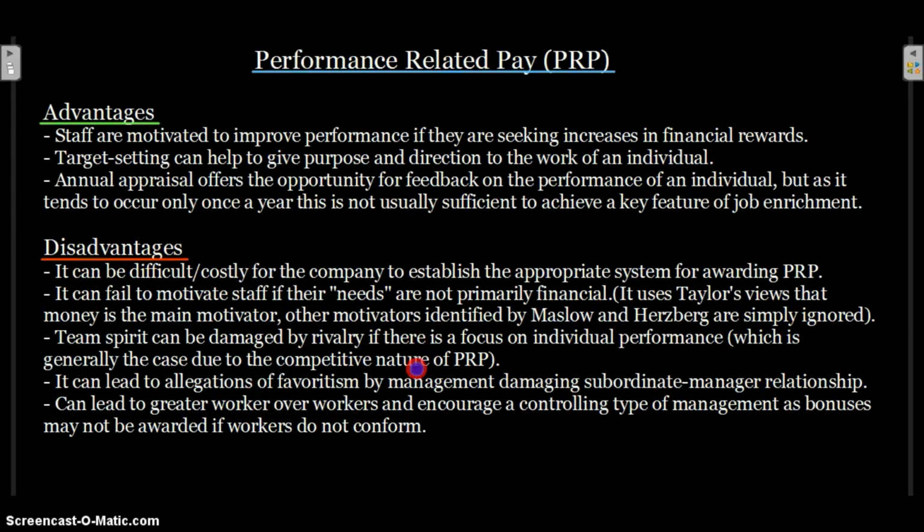It can lead to allegations of favoritism by management, damaging subordinate manager relationship. So if someone is being paid extra money, then other employees might say, oh, he's a favorite, that's why he's being paid. Finally, we have this point: it can lead to greater oversight of workers and encourage a controlling type of management, as bonuses may be awarded if workers conform. So you can have control over your employees.